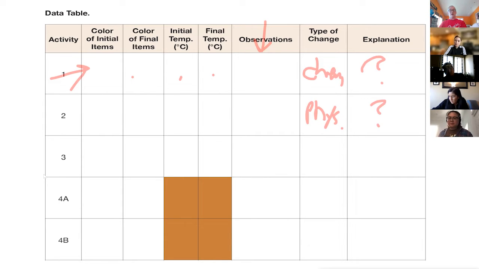With the criteria we talked about at the beginning: change in temperature, change in color, production of a precipitate, production of a gas, all those things. Which one of those did you see? Did you see more than one? And then put those in as your explanations.